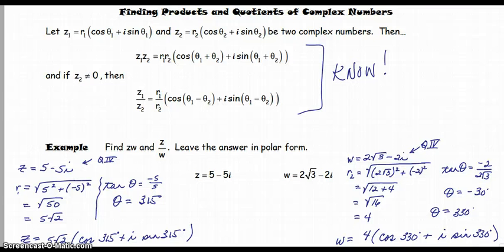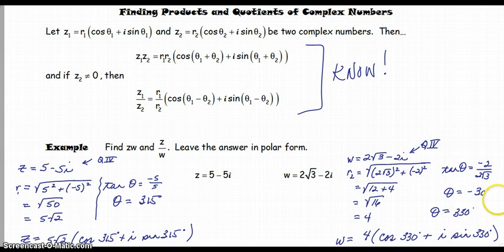The tangent of theta would be negative 2 over 2 square root of 3. That gives us theta being negative 30. However, remember that theta has to fall between 0 and 360 degrees, so the theta that we're going to use would be 330 degrees. So w is equal to 4 times the quantity of the cosine 330 degrees plus i sine of 330 degrees.